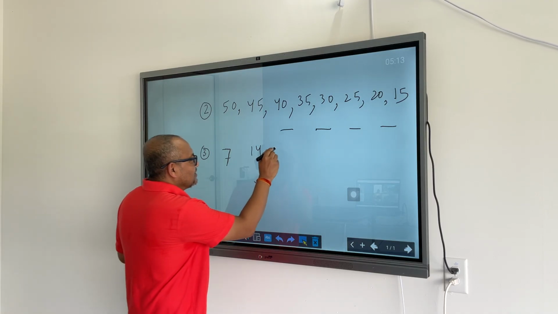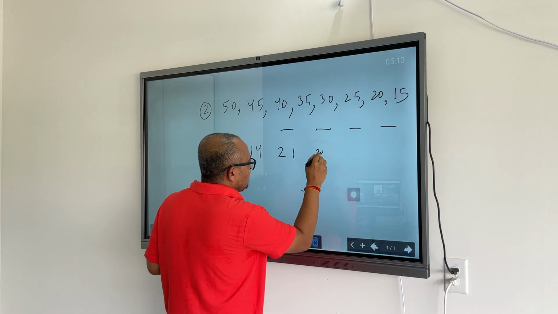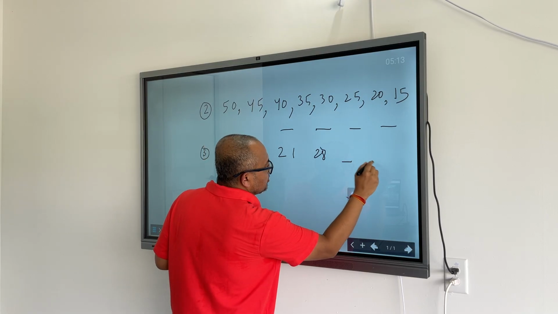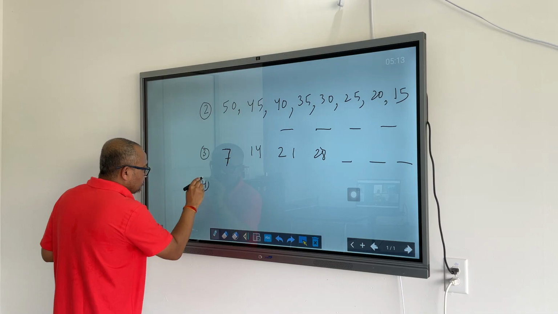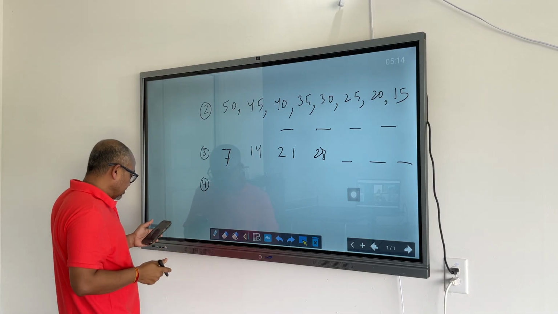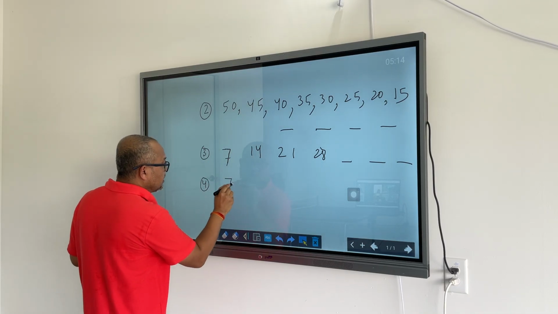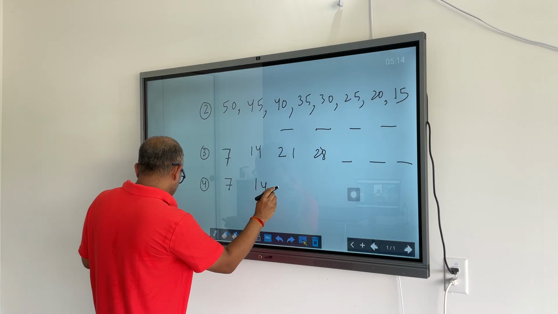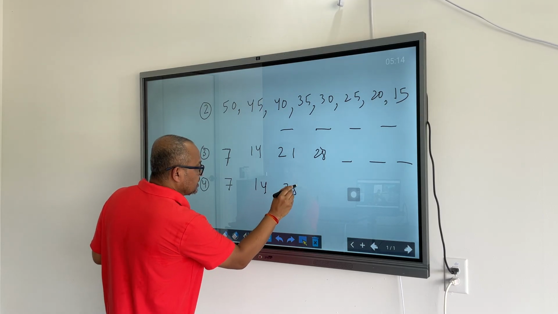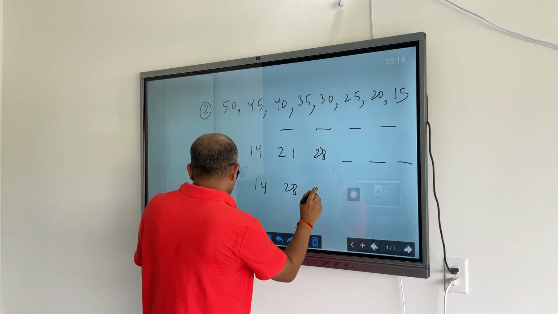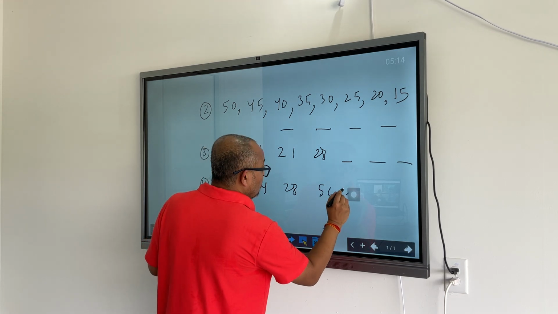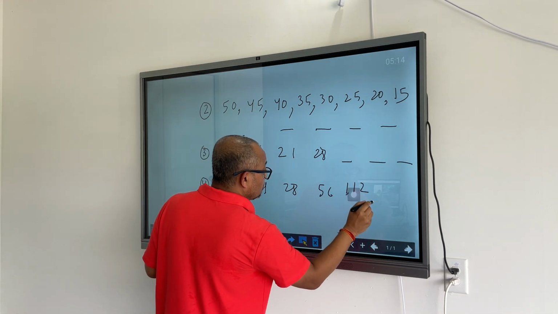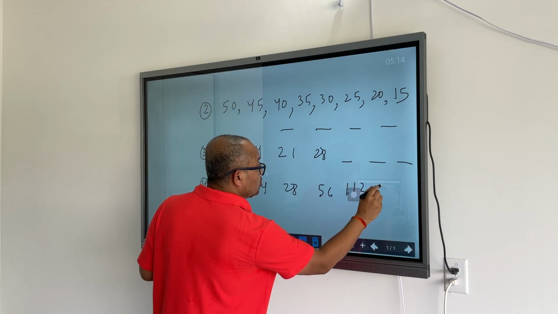Okay. 21 and 28. I want you to find the next 3 numbers. And there is a related problem which I have put here in the question. 7, 14, 28, 56, 112 and 224.